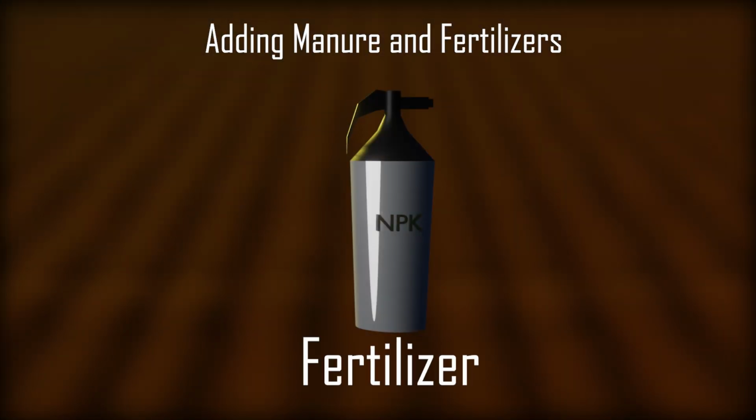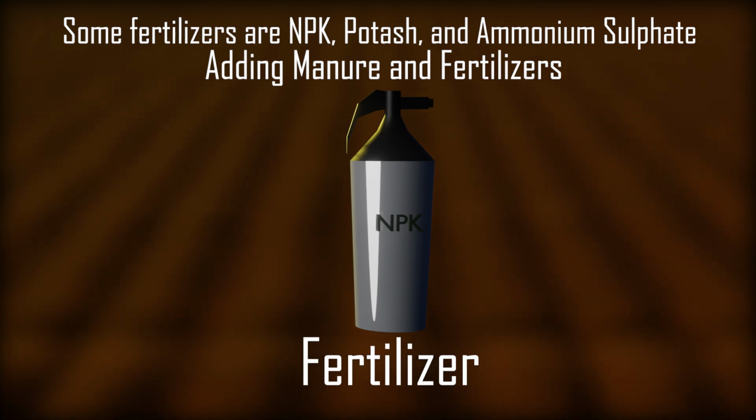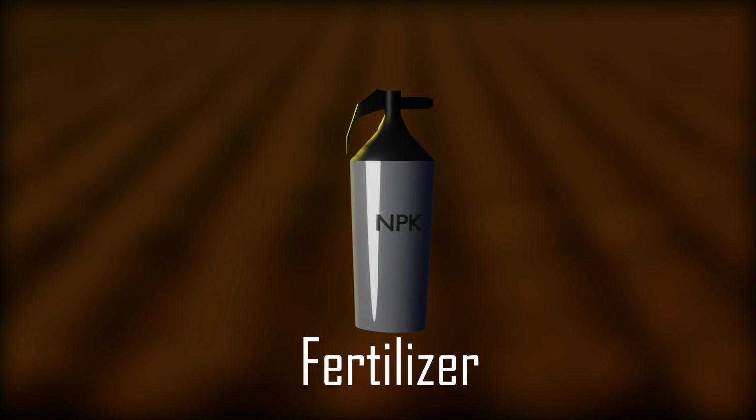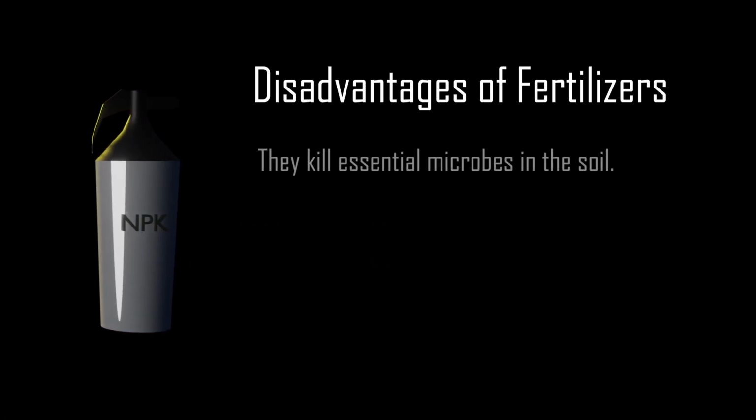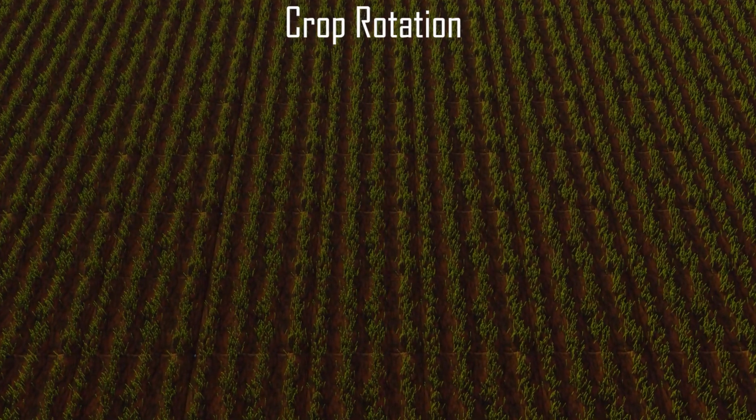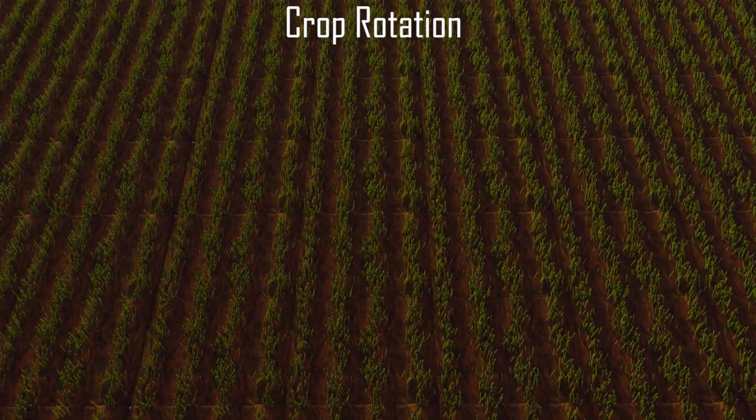Fertilizers are chemical substances which are rich in particular nutrients that are necessary for high yield of crops. The excessive use of fertilizers can cause much harm to the crops and the environment. The disadvantages of fertilizers are: they kill useful microbes in the soil, they cause eutrophication and waterway pollution, and make the soil less fertile. Crop rotation is a method of replenishing the soil with nutrients by growing different crops alternately.